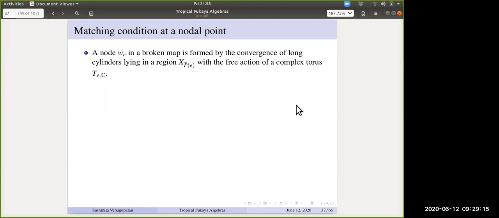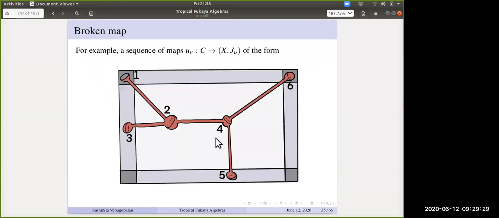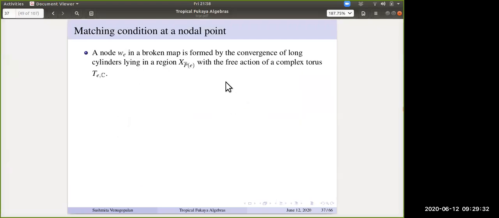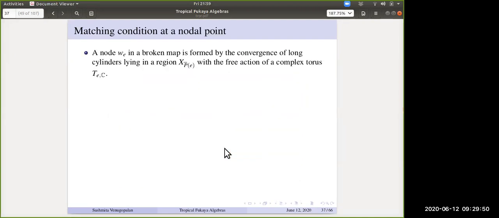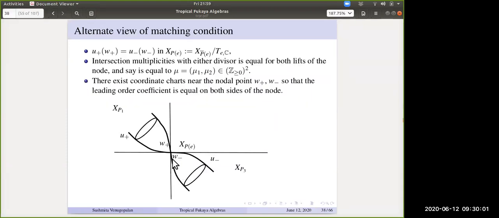Right, okay. Getting back to the matching condition at the nodal points. How are nodes formed? As we saw earlier, these long cylinders become nodes in the limit broken map. A node in a broken map is formed by the convergence of long cylinders lying in a region with action of some complex torus, depending on where the edge lies. Different edges are going to have different tori acting on them. In this example, the long cylinder that's formed would have the action of C star squared.